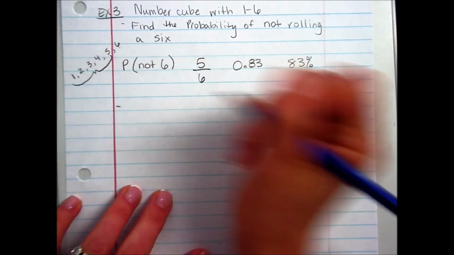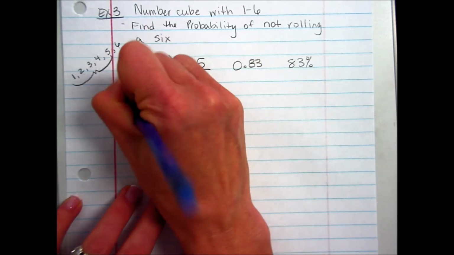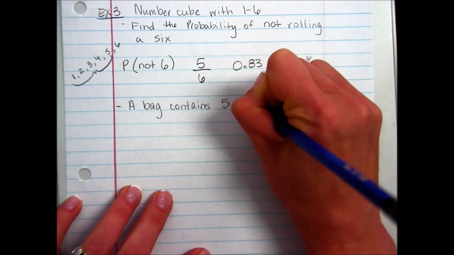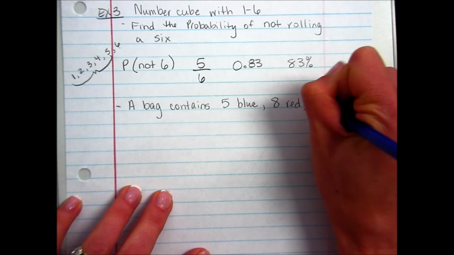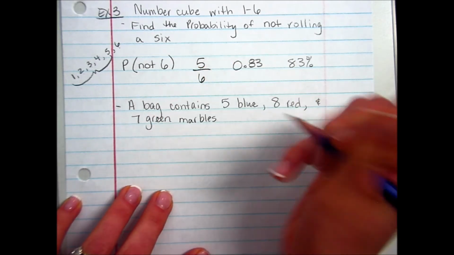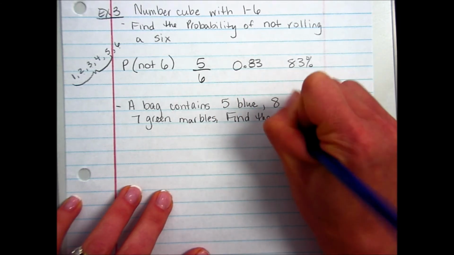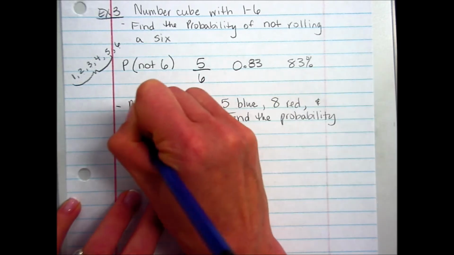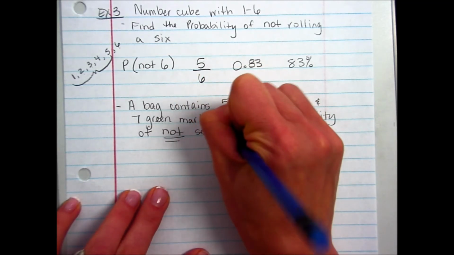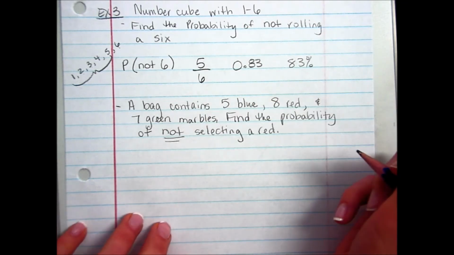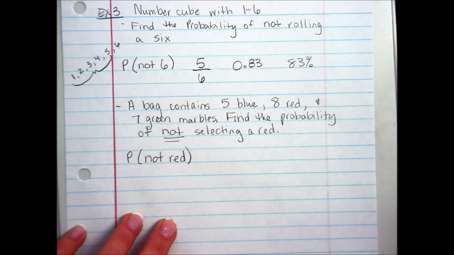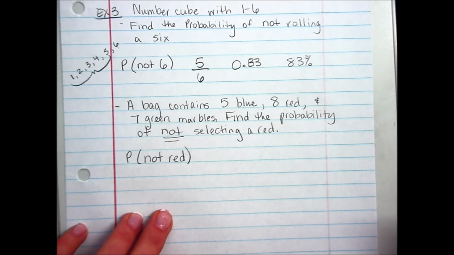All right, now let's say we've got a bag of marbles. All right, so we have a bag that contains 5 blue marbles, 8 red marbles, and 7 green. So let's find the probability of not. Pay attention to when it's saying not in your word problems. Not selecting a red. Okay, so to write my event, I need the probability of not selecting a red. And that's, of course, if you're not looking and you choose one without looking.